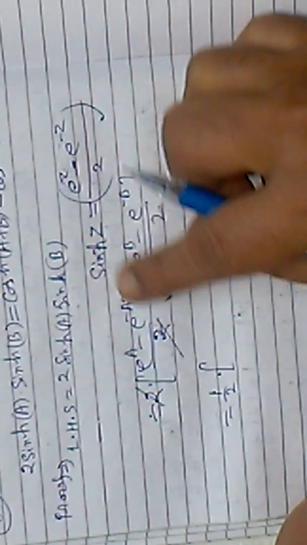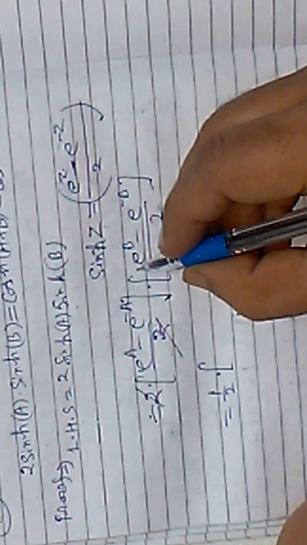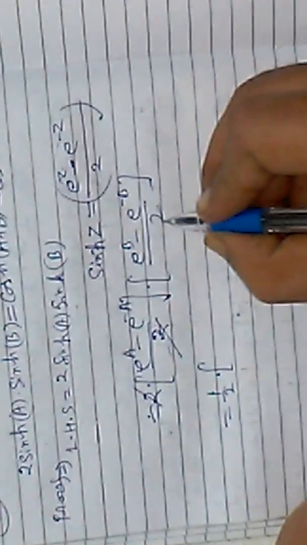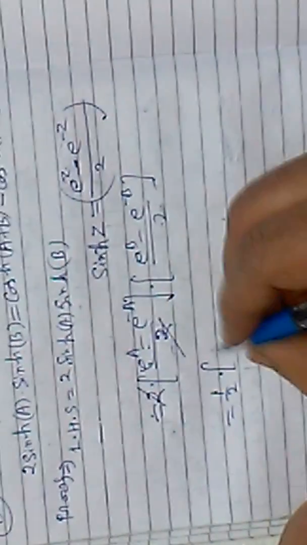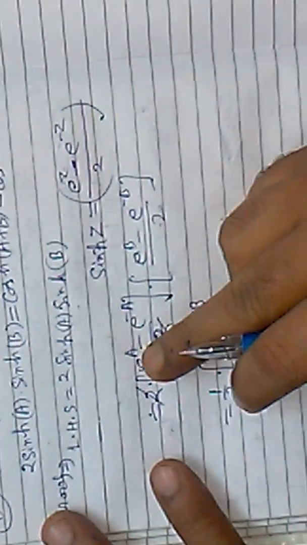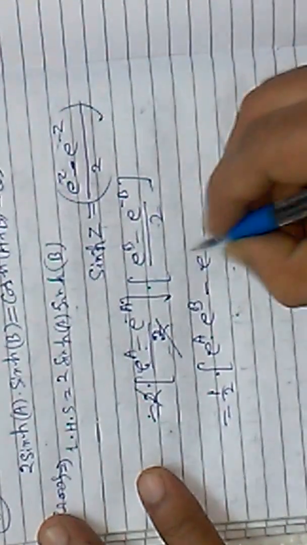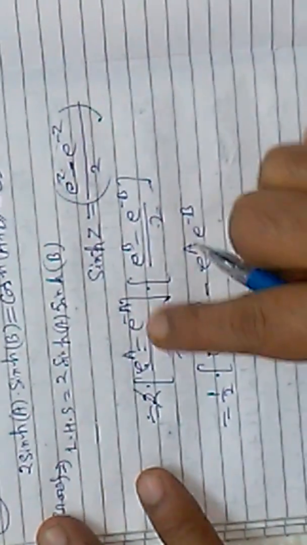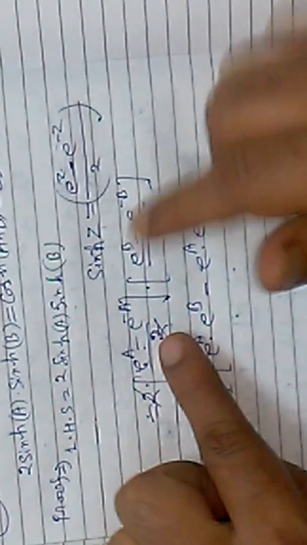Numerator must be multiplied to this numerator, and there is no denominator except 2, which I write here. Only the numerators are to be multiplied. So I multiply this to this, therefore e to the power A into e to the power B. Again e to the power A is multiplied to this number: e to the power A into e to the power minus B, with a minus sign. Now we multiply minus e to the power minus A to these two numbers one by one.